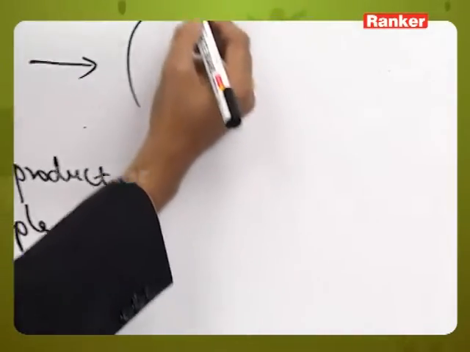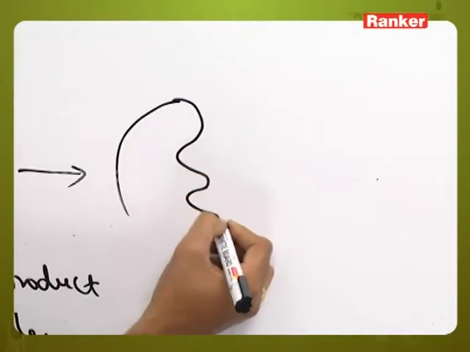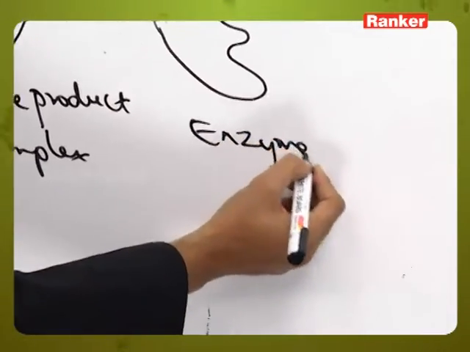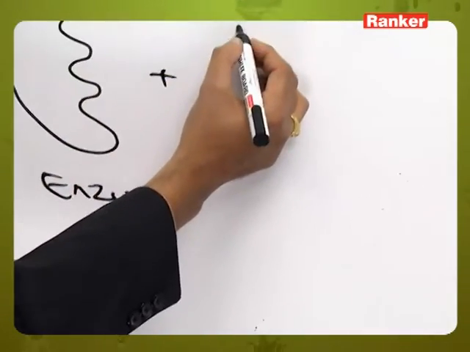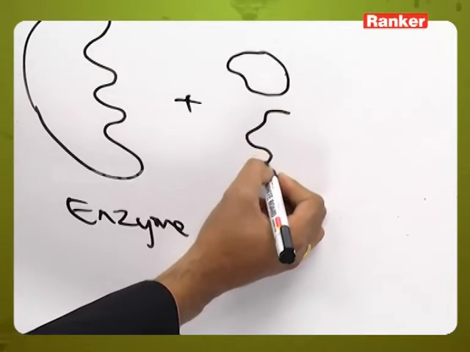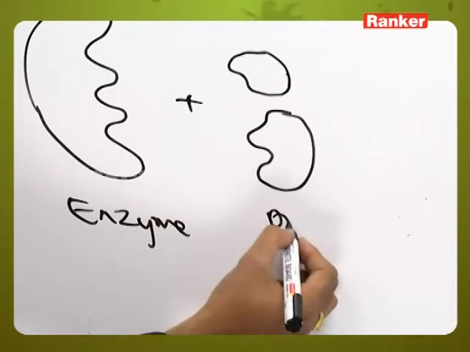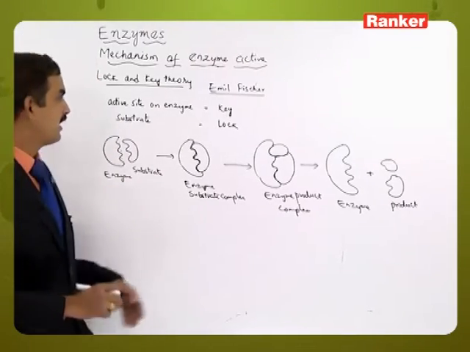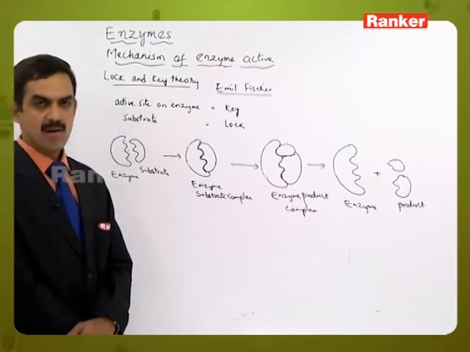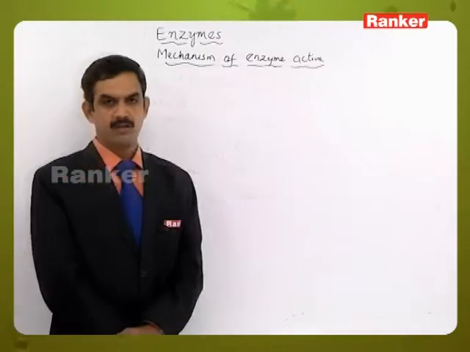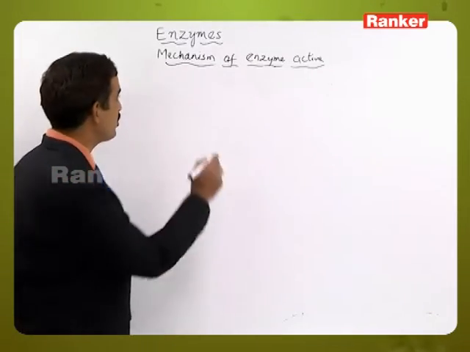Then the enzyme will be separated out as such, having participated in the reaction, plus we can see the formation of the product. This type of concept was given by Emil Fischer in his hypothesis called the lock and key hypothesis. The next hypothesis is the induced fit theory.